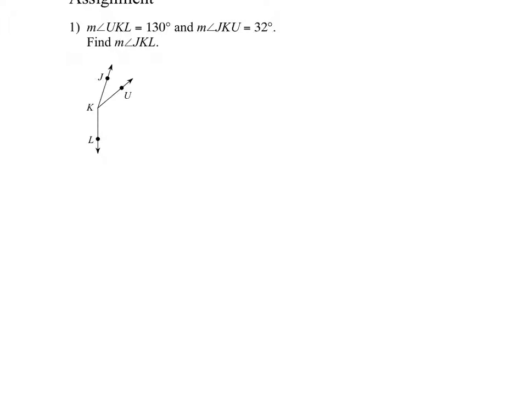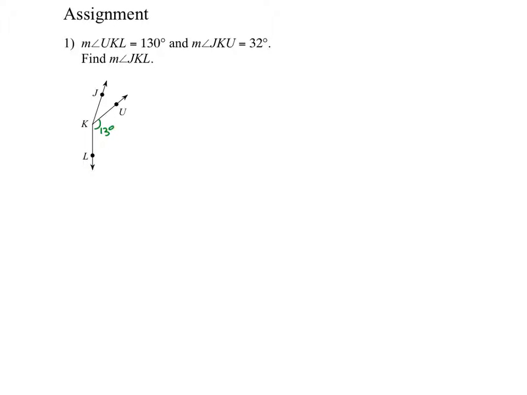In this one, I have that angle UKL is 130, so UKL is this one. And I have that JKU, let's mark it, is 32. So I want to know the measure of the whole angle, the measure of angle JKL. So this angle equals 130 plus 32. That means it is 162 degrees.